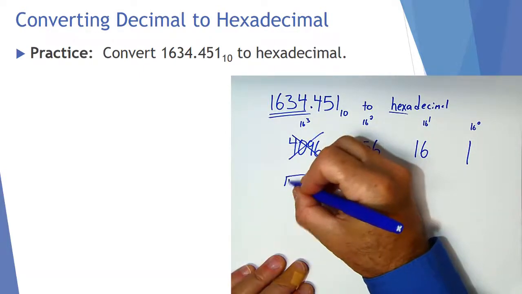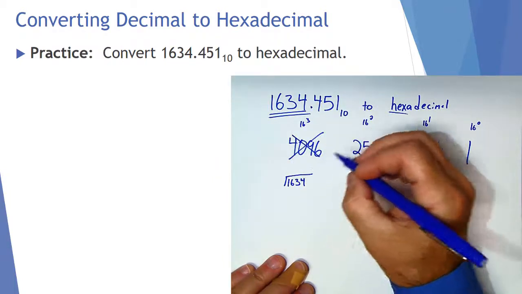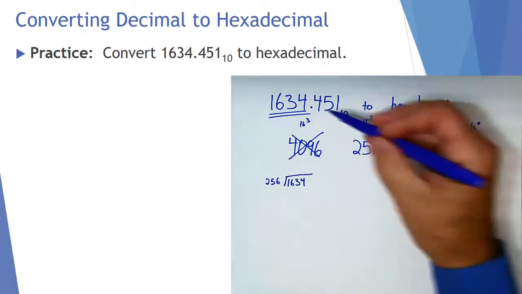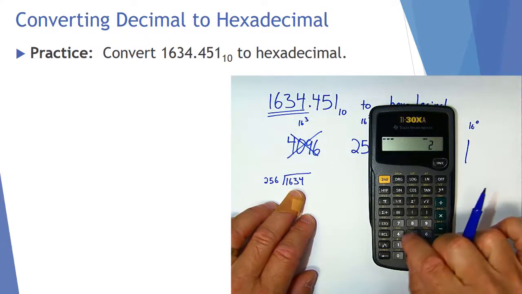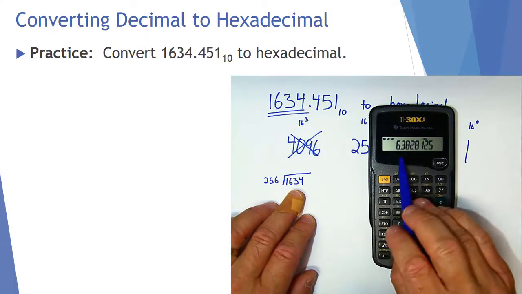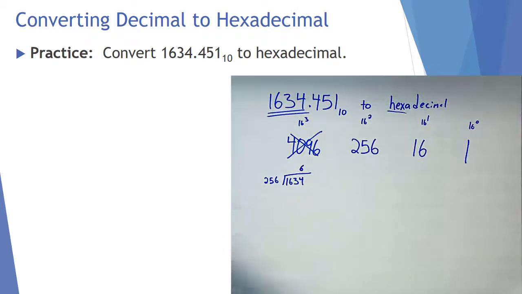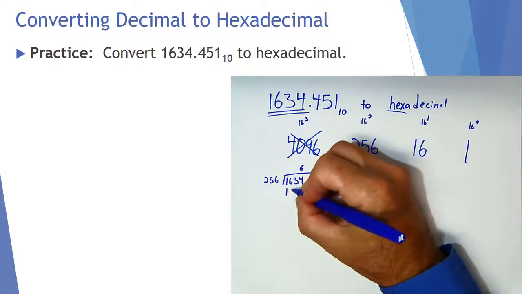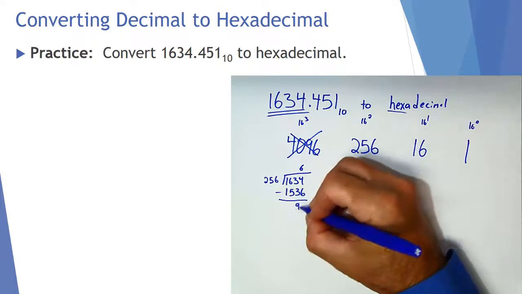So let's take 1634, and we're going to divide that by 256. We're finding out how many times 256 goes into that number so that we figure out our first digit. 1634 divided by 256, turns out that it fits in there 6 times. So there's our first digit. We have a 6. Now 6 times 256, I don't really need to show that. That's 1536. Subtract, and we're left with 98.